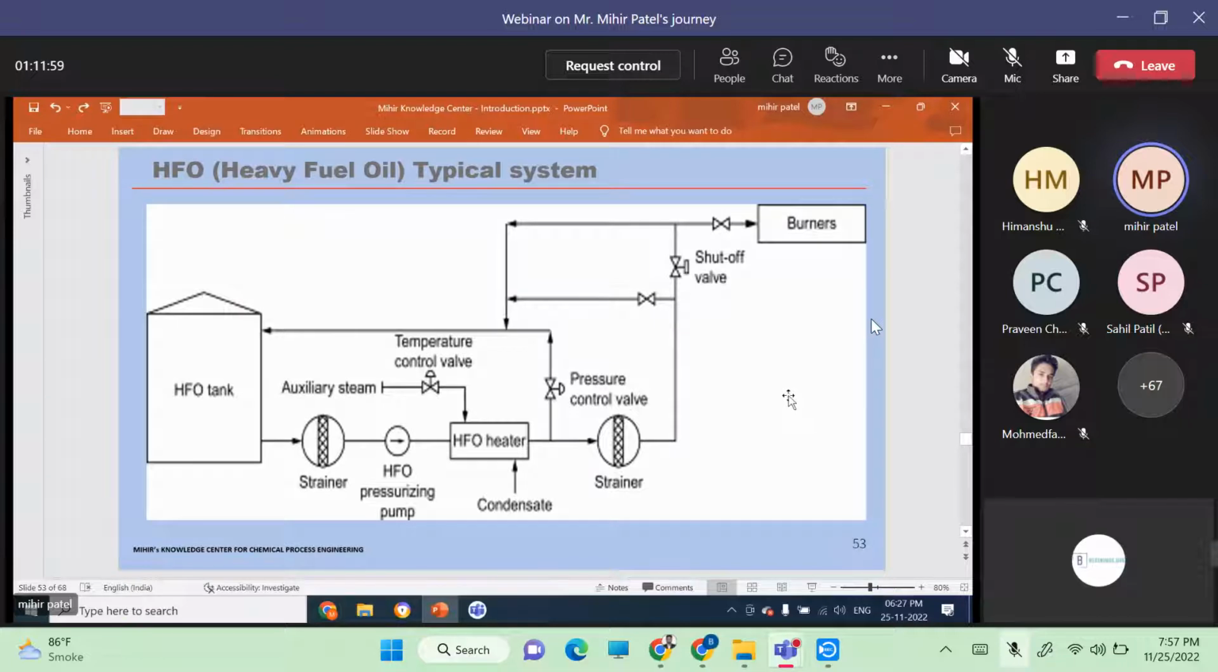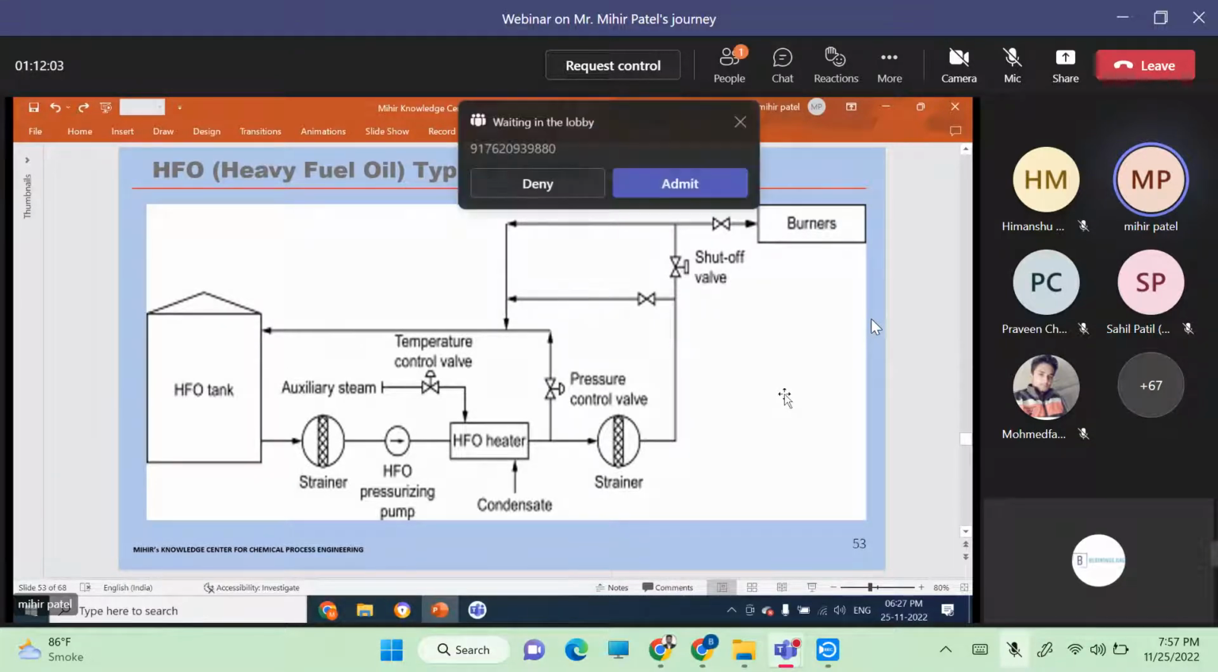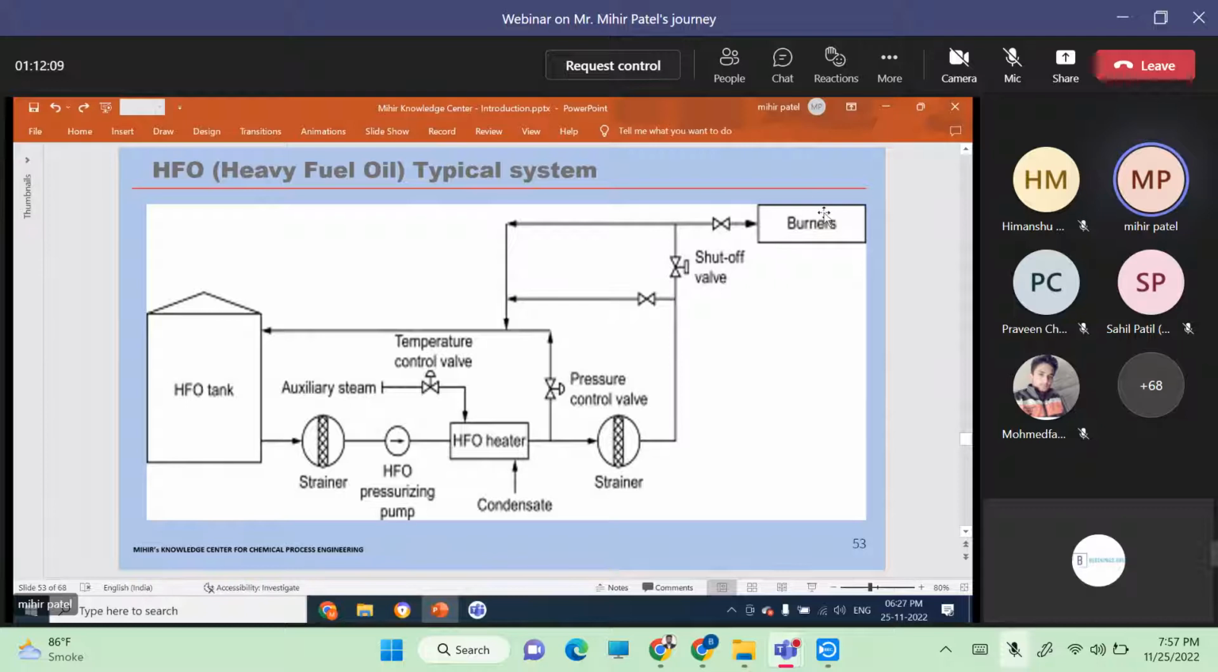Here you have a heavy fuel oil system. Large refineries and petrochemical plants have many fired heaters, and you use heavy fuel oil, for example, HFO. So this is a typical HFO system. This is a strainer and the HFO pressurizing pump. You may use a triple screw pump or a gear pump.